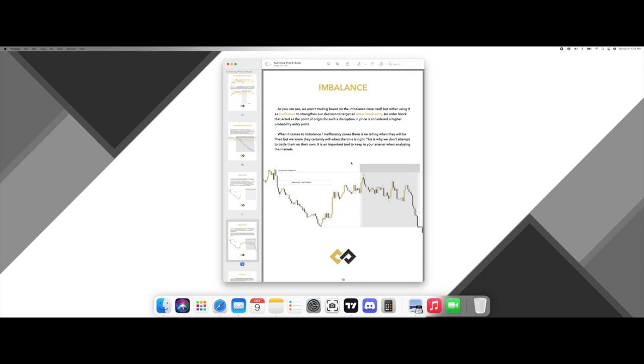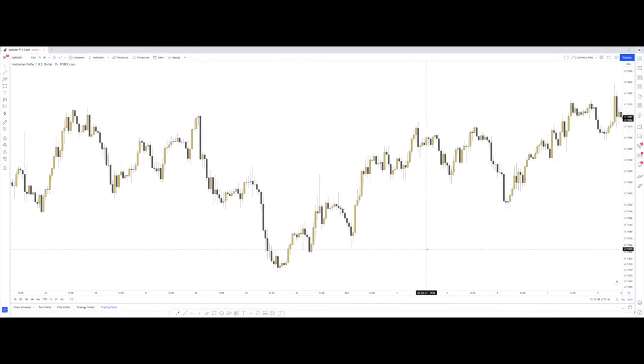So now that we've gone over those 2 pages in the ebook in a little further detail, what I'd like to do is head over to the charts and go over a few examples here that weren't in the ebook so you can see it more practically, okay? So we're currently on Australian dollar, US dollar, on the 1 hour time frame.